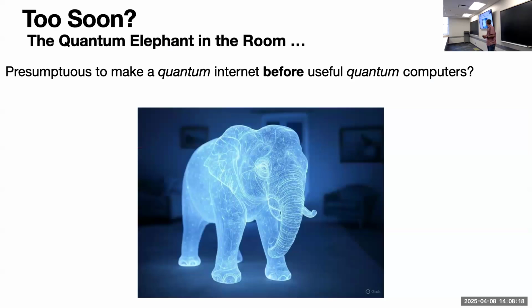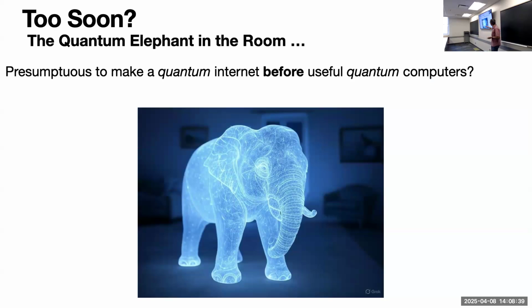Okay, so there's a quantum elephant in the room here. Is it too soon for this? By the way, this is one of two generative AI pictures I used in here. And this is the rule of thumb for this talk. Anything that looks photorealistic is made by AI. Anything that looks good is made by others. And anything that looked like it was made by a sixth grader was made by yours truly.